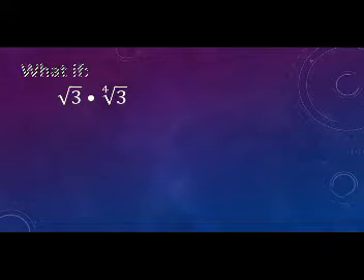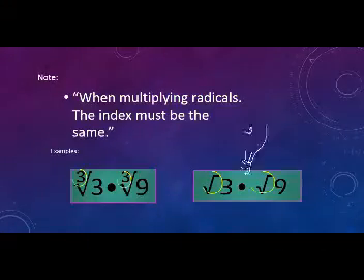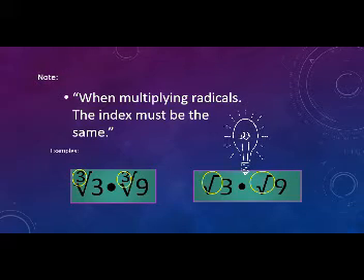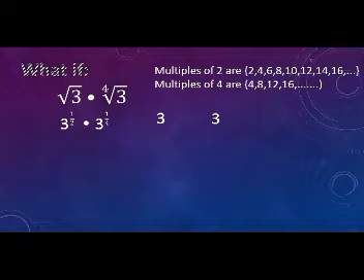Okay, let's move on. What if the given has different indices? Well, the rule says that to multiply radicals, the index must be the same. We're going to convert radicals into whole numbers with fractions, similar to the conversion we did in rationalizing exponents. And then after that, find the LCD of the denominators. We will find that by finding each denominator's multiples and finding the lowest multiple that they have in common. So in this, they both have 4 as LCD.